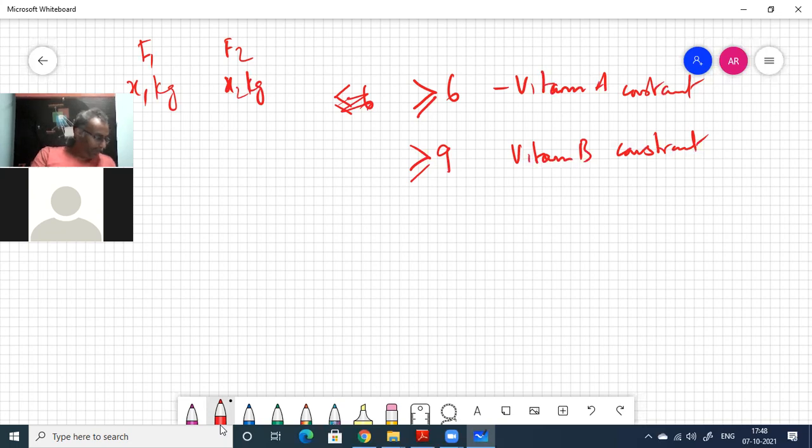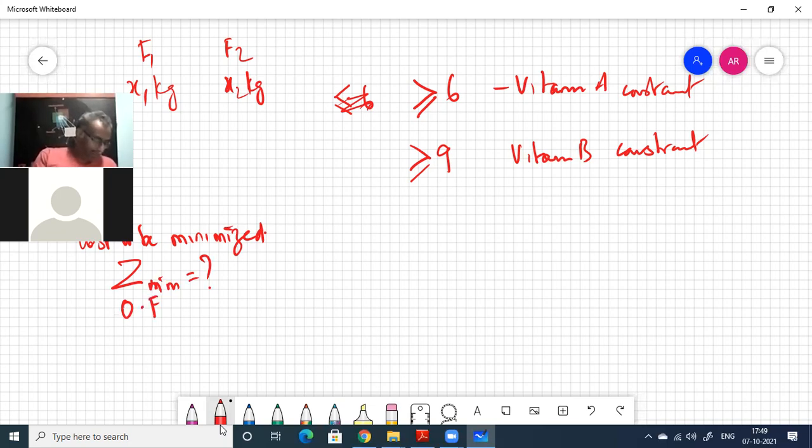So, okay, now what you have to do? Food F1, at the same time you have to minimize the cost. Here, what is that? You have to minimize the cost. Okay, Z is a min function. What is Z min? The objective function, that also you have to find out.